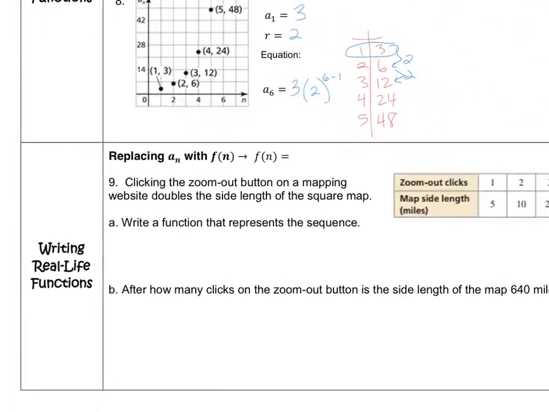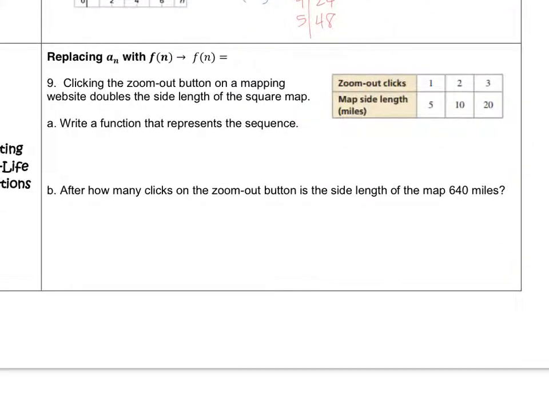Okay, and then the last one, we're actually looking at a situation with clicks on a map and how big it zooms. So let's start by just getting our information. We know our first term is 5, and our ratio, 5 times 2 is 10, so our ratio is 2. And we're going to write this as a sub n equals our first term times our ratio raised to the n minus 1.